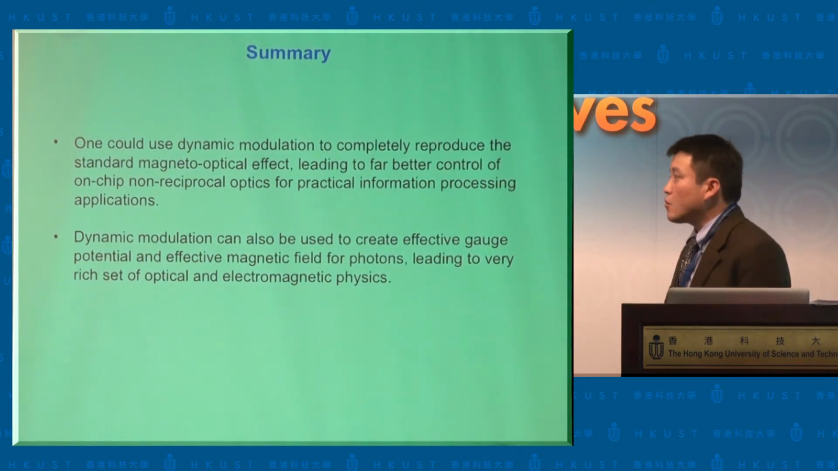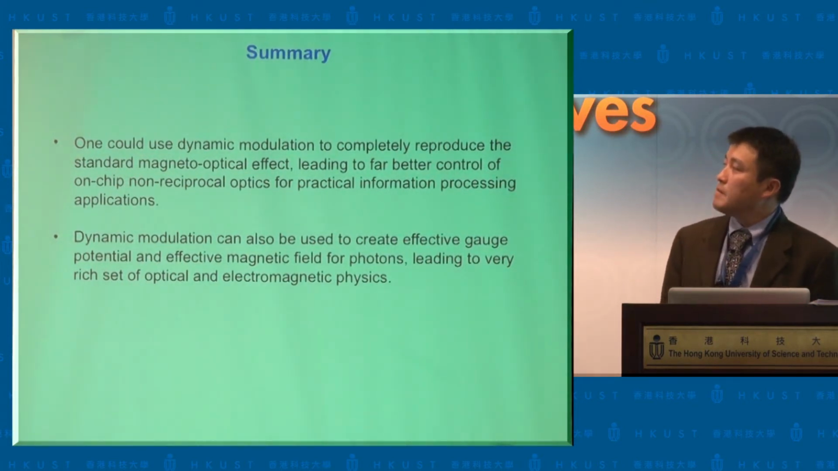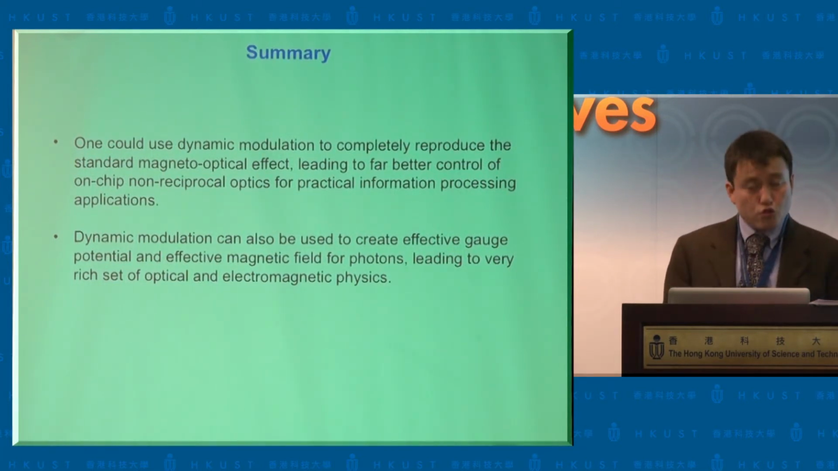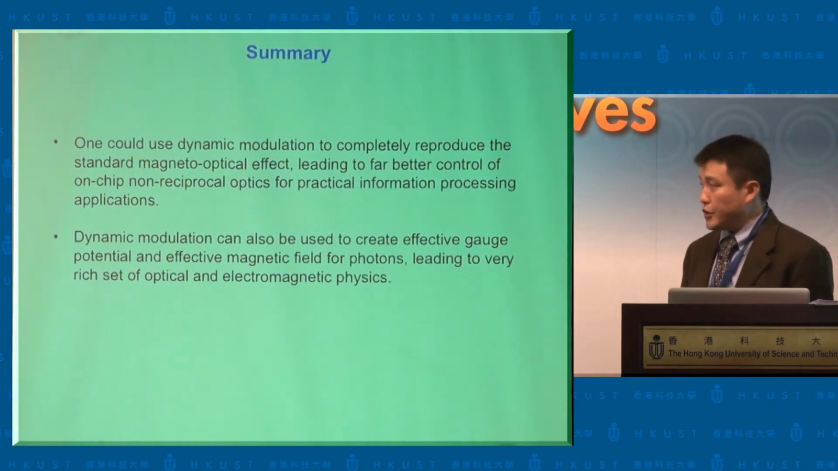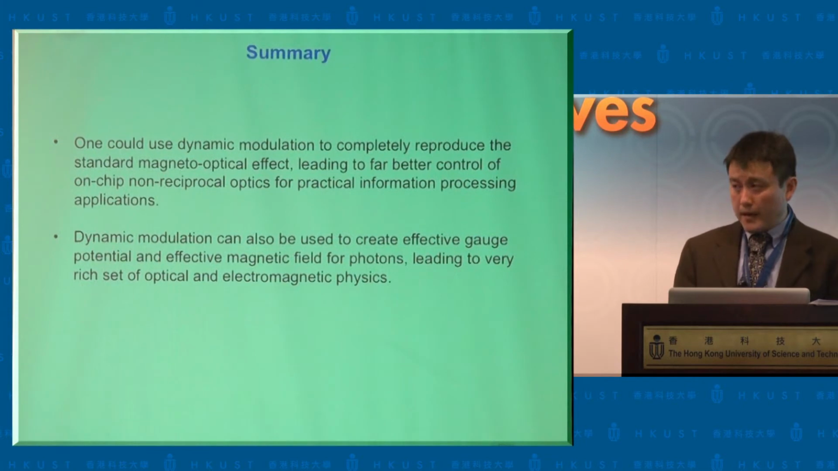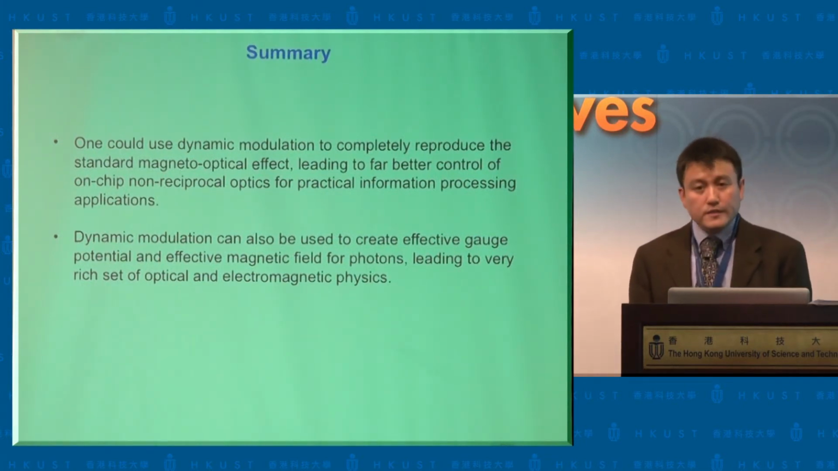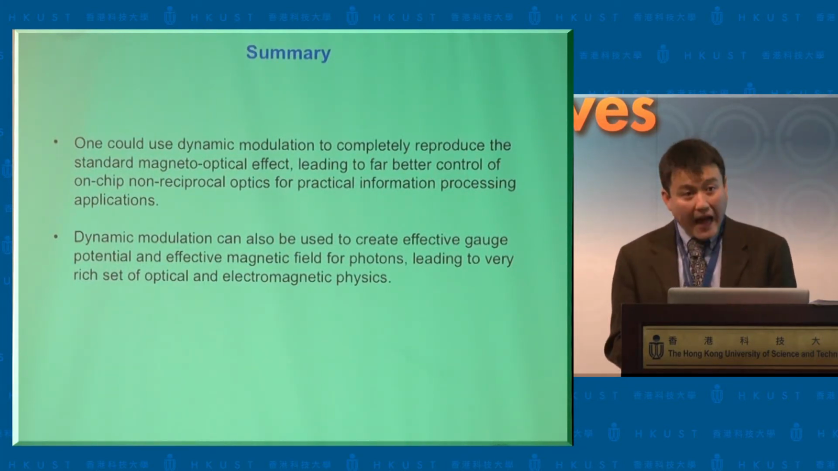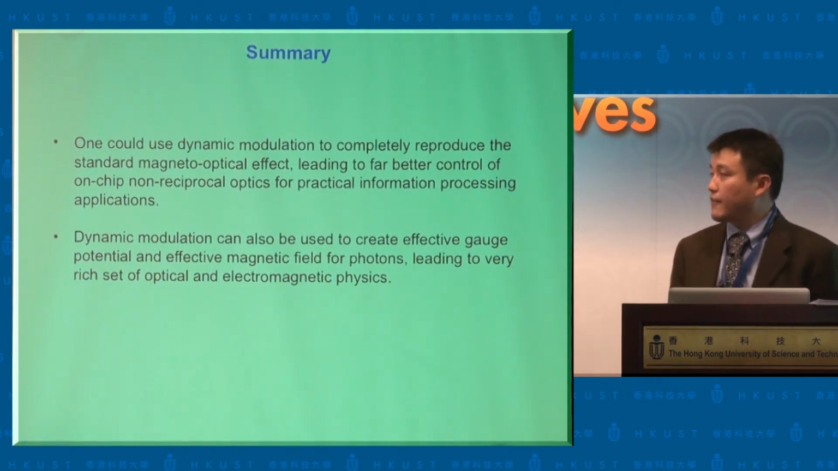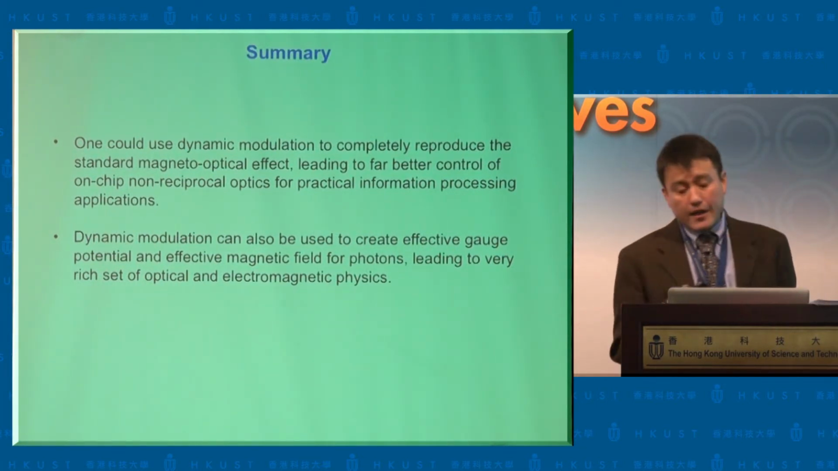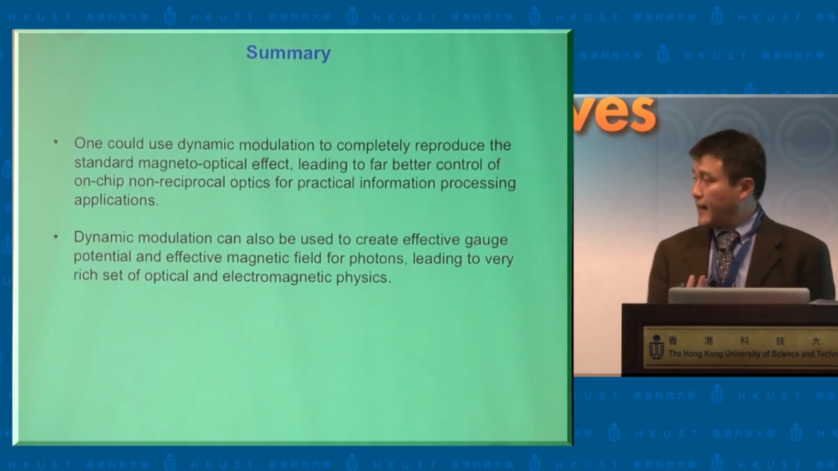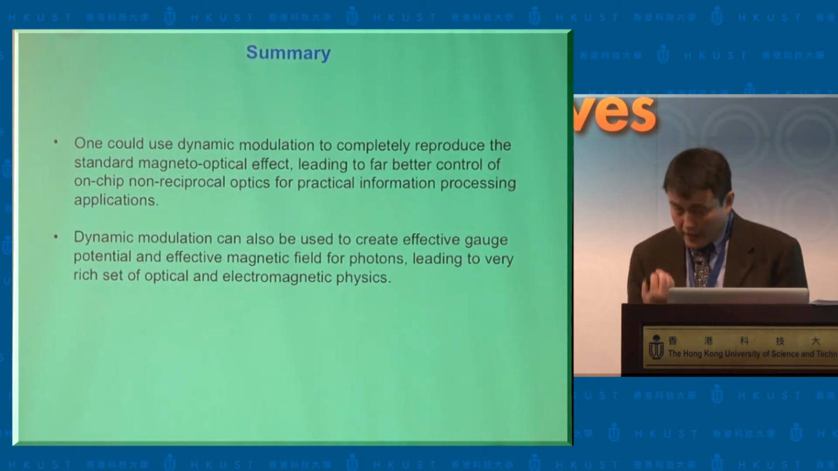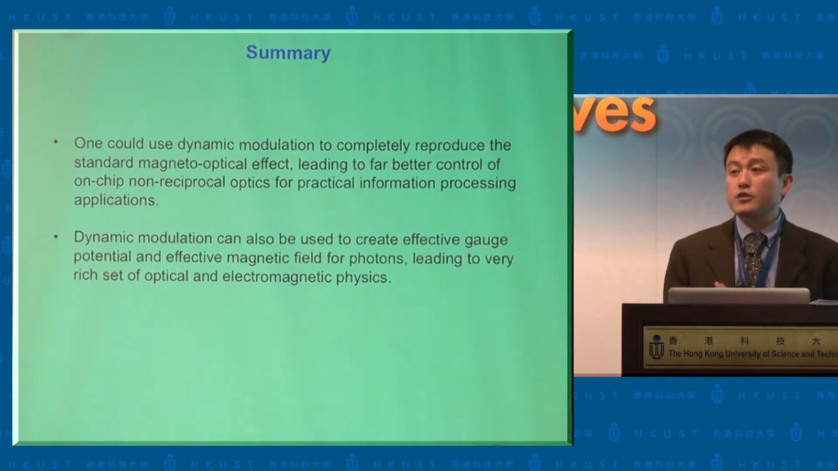So with that, let me quickly summarize. I talked about two things. The first part, I think, is fairly practically driven research, where we argue that it will be very interesting to replace the magneto-optical isolator with a dynamic modulation-based isolator. And this, in fact, is already becoming a reality, and we can do very, very well with this kind of isolator. The second part of my talk, I think, is more fundamental, and it says that these dynamic modulations are quite interesting because they give you an effective gauge degree of freedom inside the photon wave function.